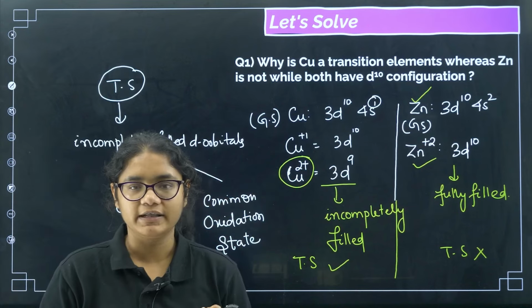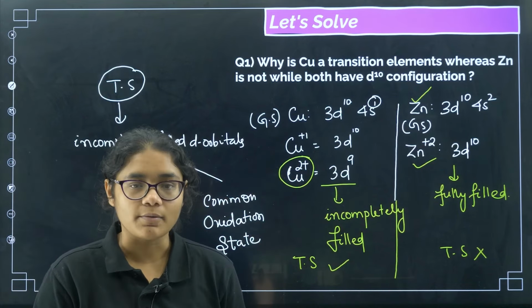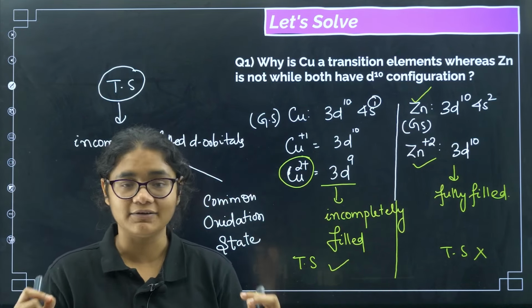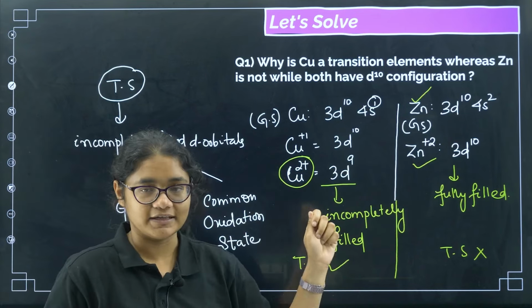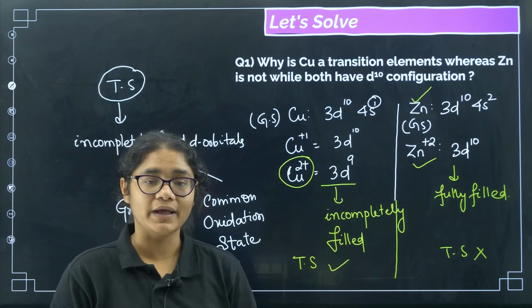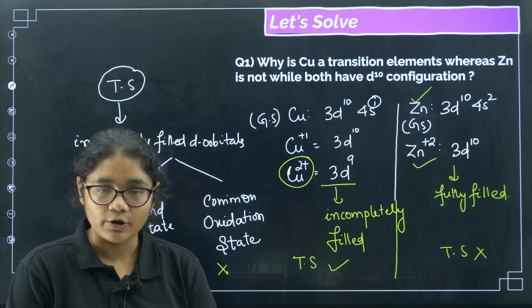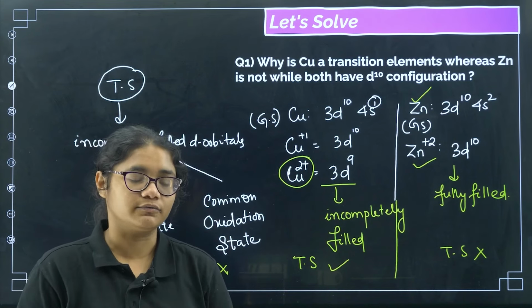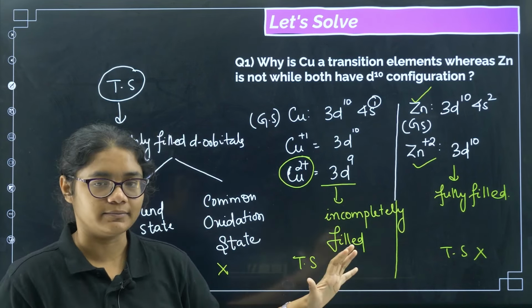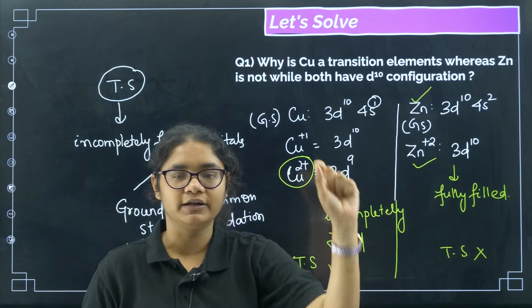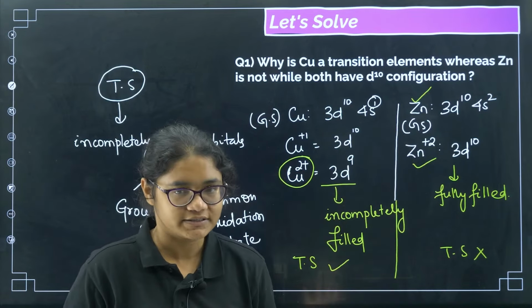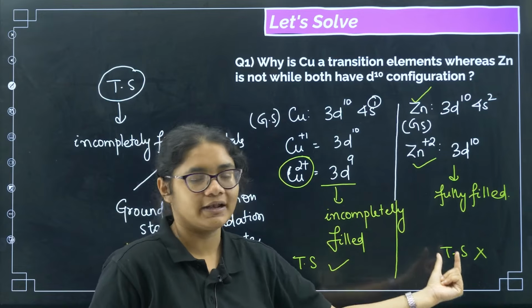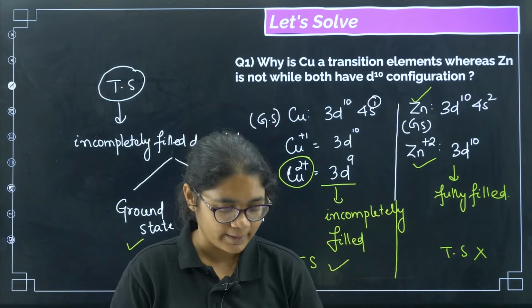Copper has a fully filled d orbital in the ground state, but in the common oxidation state it has incompletely filled d orbitals, right? So by definition, we can consider it a transition element. But zinc has a fully filled d orbital both in its ground state and in its common oxidation state, so we cannot consider it a transition element, okay?